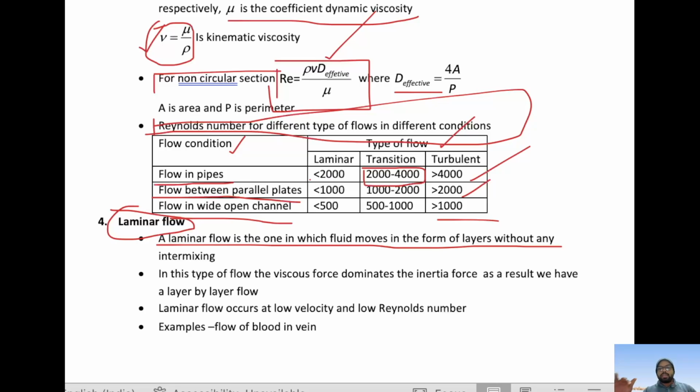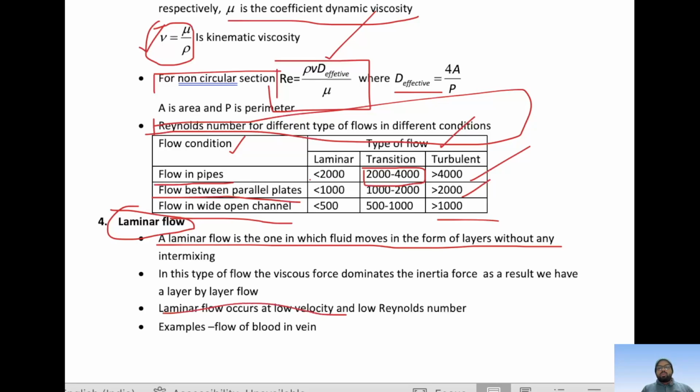It is moving in a layer by layer form. In this type of flow, the viscous force dominates the inertia force. So we have seen here Reynolds number, which is defined as inertia force by viscous force. So if viscous force is more, Reynolds number will be less. Hence, viscous force dominates in this type of flow. As a result, we have a layer by layer flow.